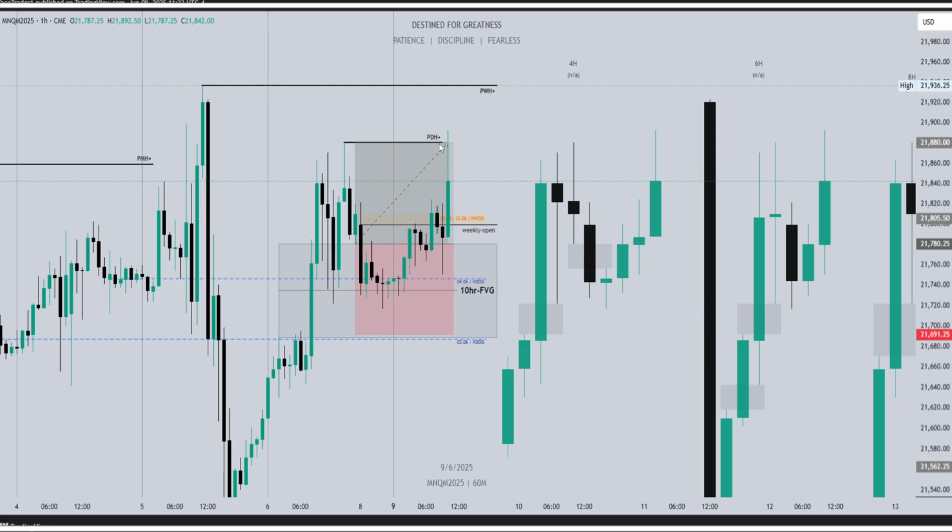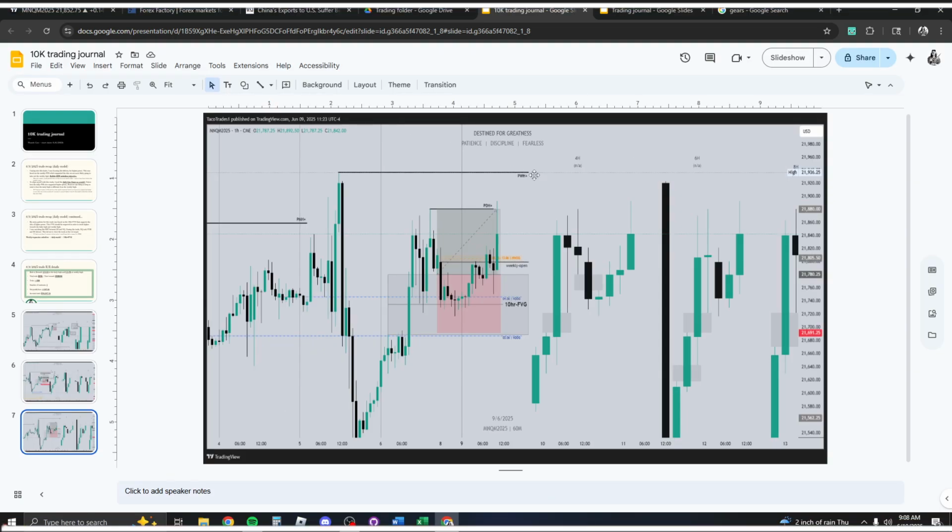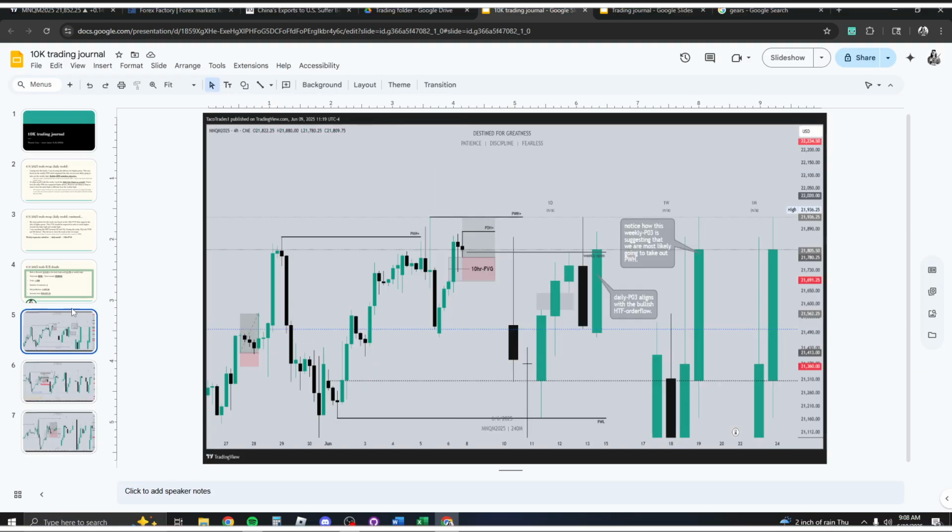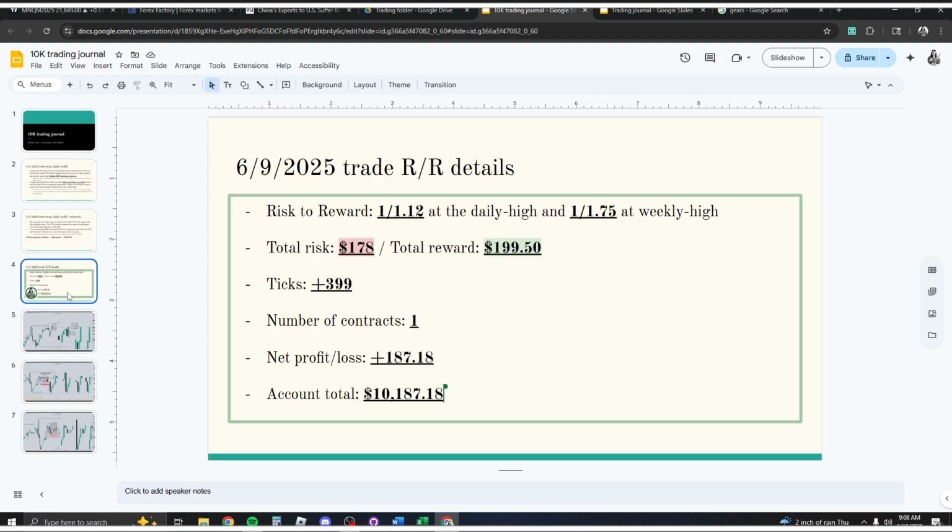And I also noticed that on NQ, we had taken out previous day high at this specific moment, but on ES, we didn't. So because there was SMT between NQ and ES at previous day high, that's another confluence on why I decided to just take profits there. And that's pretty much all for the setup. The only thing left is the risk to reward things here.